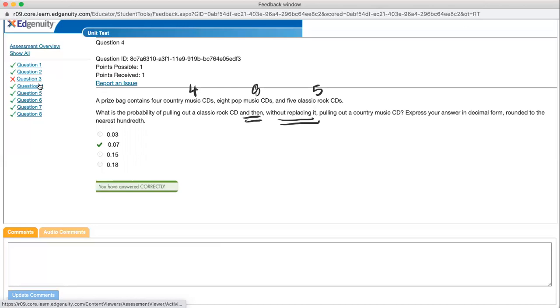So classic rock, there are 5 classic rock CDs out of the total, which is 4 plus 8 plus 5, which is 17. And then this is that symbol. That means we multiply. If it says or, then we would add them together. So we're multiplying because it says and then without replacing, which means you do not put it back. So you take out a CD and you do not put it back into the prize bag. If I had 17 and I took one out, that means I only have 16 left. And our next option that we want is country music. There are 4 country music CDs, so there's 4 out of the 16 that are left.